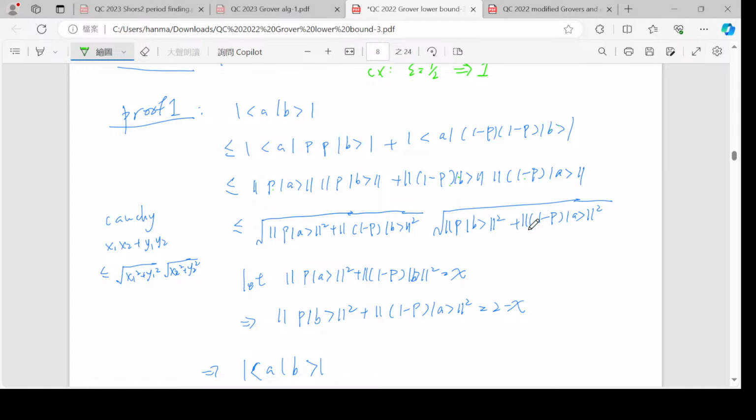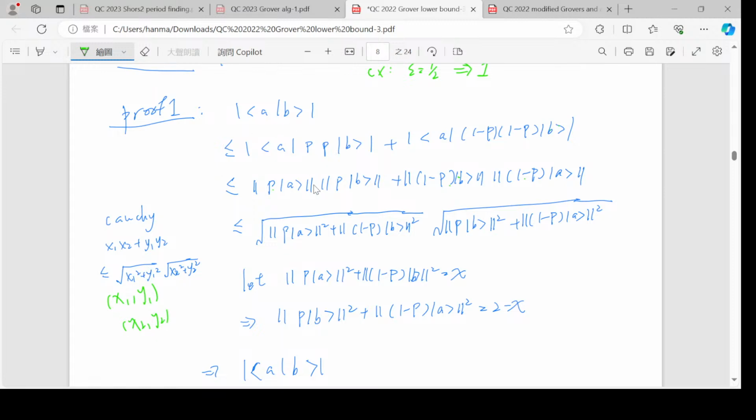And what we are going to do next step is the Cauchy-Schwarz inequality. Cauchy-Schwarz says that for two elements, x1 x2 plus y1 y2 is less than or equal to the square root of x1 squared plus y1 squared, times the square root of x2 squared plus y2 squared. So we are thinking of this as the inner product between the vectors (x1, y1) and (x2, y2).